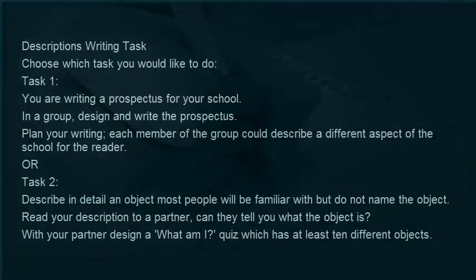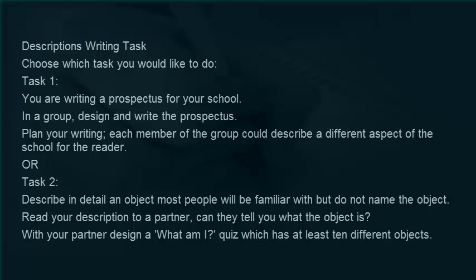Descriptions writing task. Choose which task you would like to do. Task 1. You are writing a prospectus for your school. In a group, design and write the prospectus. Plan your writing. Each member of the group could describe a different aspect of the school for the reader.